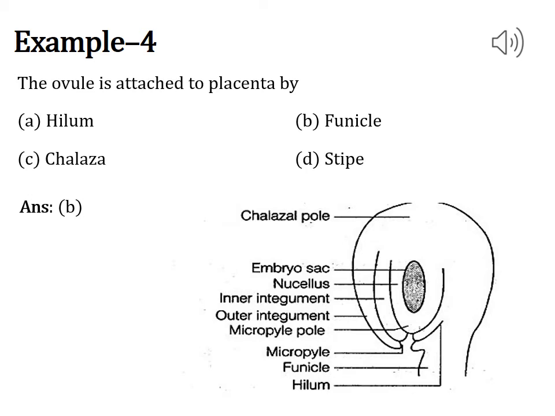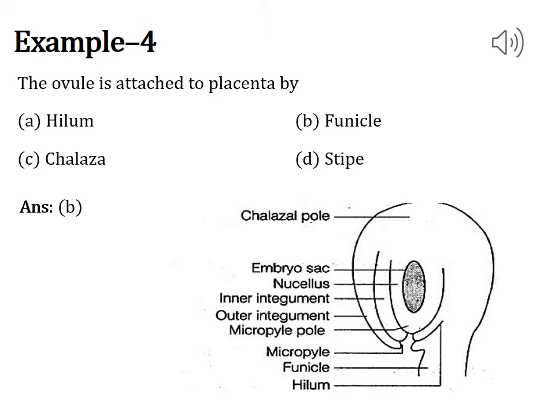Fourth example, that is the ovule is attached to the placenta by. Usually in this chapter you should focus on examples as well as the diagrams. Diagrams play a major role when it comes to NEET. Maximum one or two questions may arise diagrammatically, so please focus on diagrams. I'll repeat the question. The ovule is attached to the placenta by hilum, chalaza, funicle and stipe.